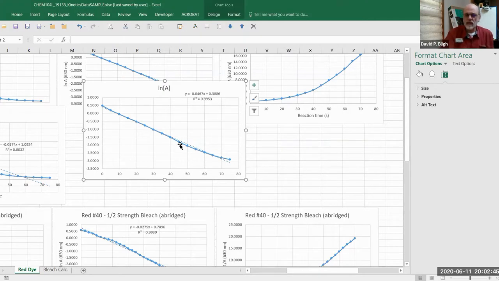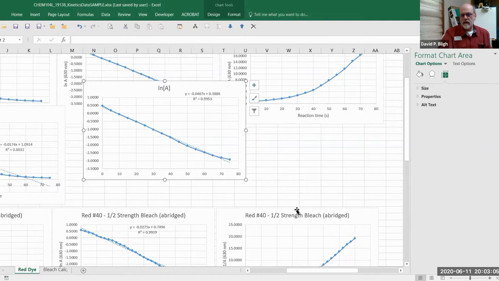Okay, so the other things you need to do, of course, label the axes, change the descriptive title up here, and then once you do that for all three of them, you've got those available to cut and paste into your Word document for your report.